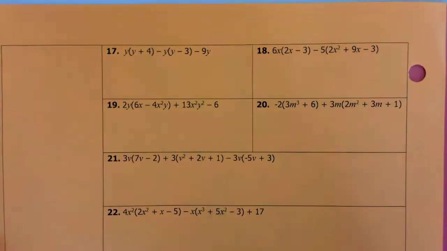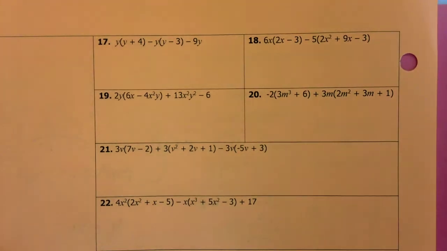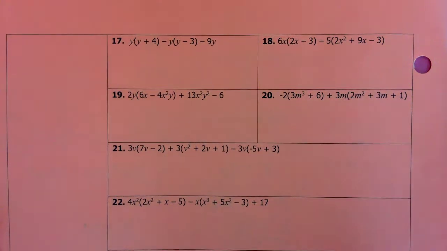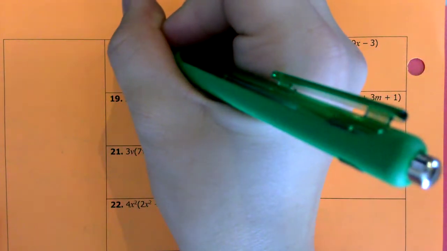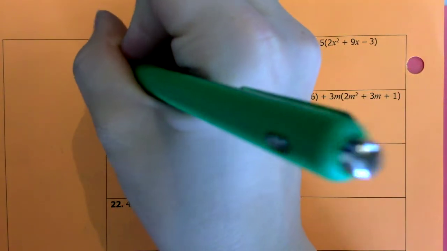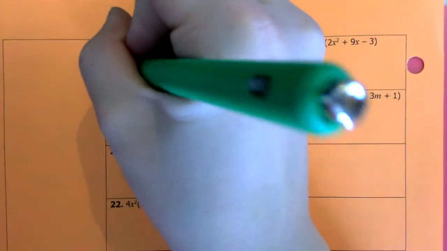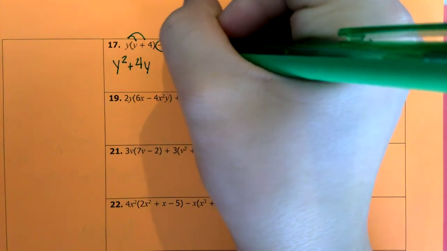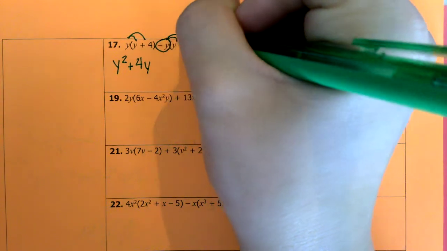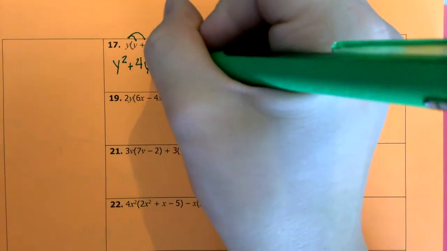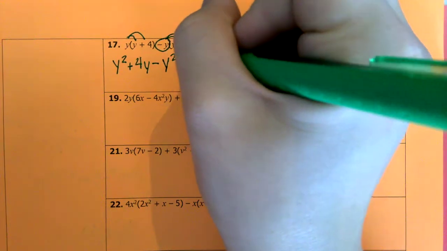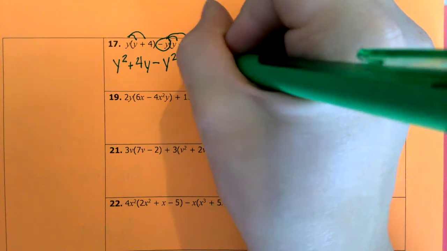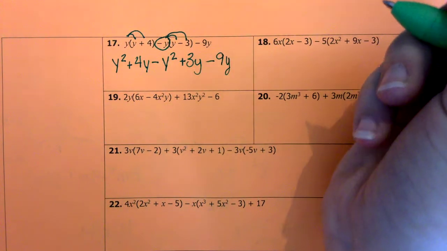Now we have two things that we have to multiply, then a term on the end that we have to simplify. So we really have to be careful and diligent here. When I distribute, I get y times y and y times 4, so y squared plus 4y. Now I have negative y times y and negative y times negative 3, so I get minus y squared plus 3y. I'm not going to multiply the term on the end by anything because it's not in a parenthesis. So I just add that minus 9y at the end.